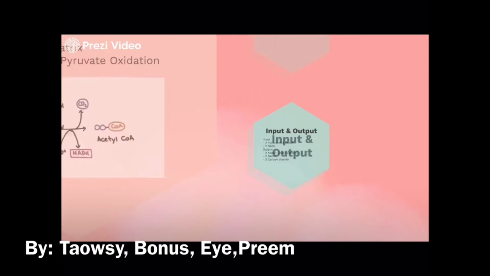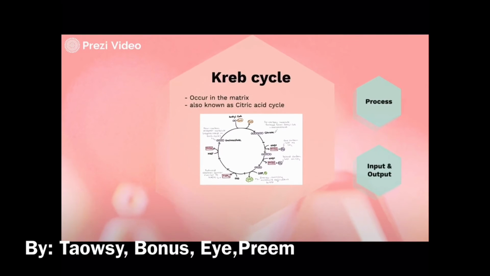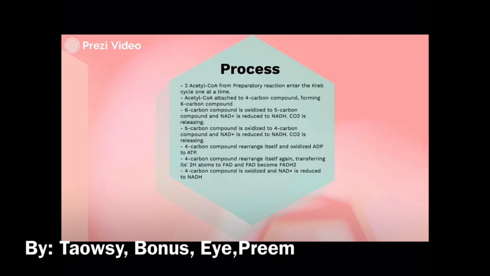After the preparatory reaction is the Krebs cycle. The Krebs cycle is the third step in cellular respiration. It occurs in the matrix. It is also known as the citric acid cycle. For the process of the Krebs cycle, the 2 acetyl-CoA from the preparatory reaction will enter the Krebs cycle one at a time. So in order to break down 1 glucose completely, we need 2 rounds of the Krebs cycle.